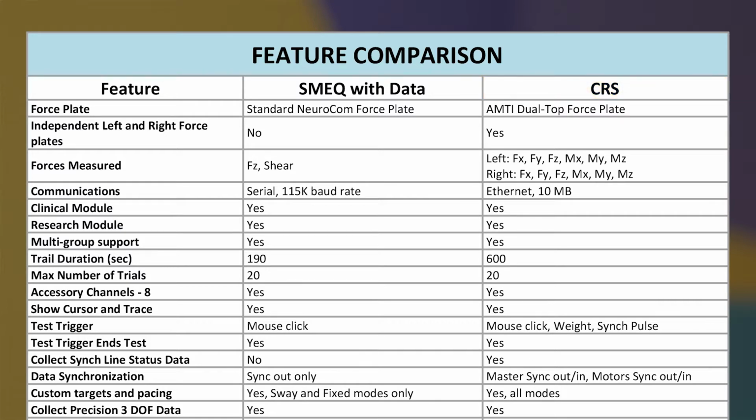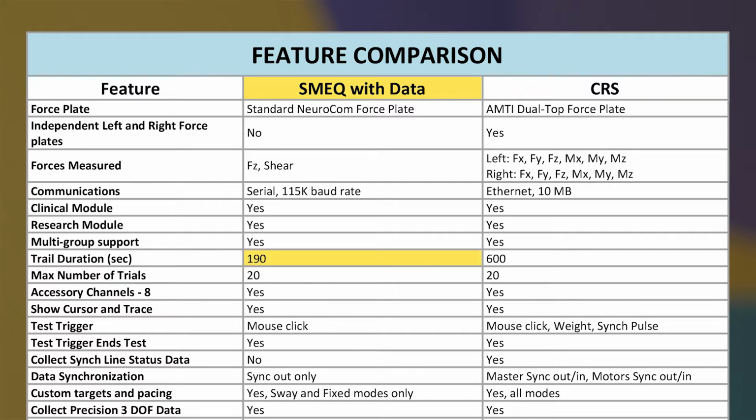Let's review the differences. The force plate on the Smart EquiTest clinical system with the add-on Data Acquisition Toolkit software includes a standard Neurocom force plate with 5 load cells and measures FZ and shear forces, compared to the Smart EquiTest clinical research system with the Amti force plate that measures 2 independent 6 degrees of freedom measures on both left and right side for a total of 12 degrees of freedom. So let's compare the differences in the column with the SMEQ with data.